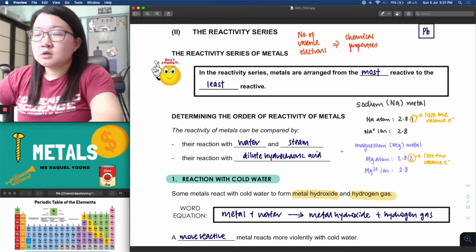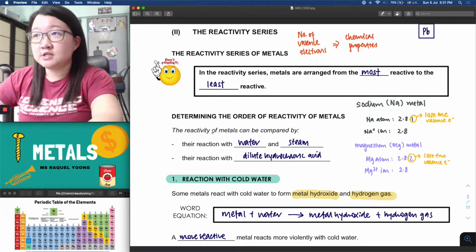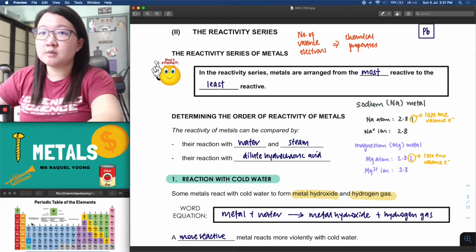Alright, so in today's lesson, we're going to look at reactivity of these metals. If you look at the periodic table, by now we should all know that metals generally lie on the left hand side of the periodic table, whereas elements on the right hand side are more non-metallic.